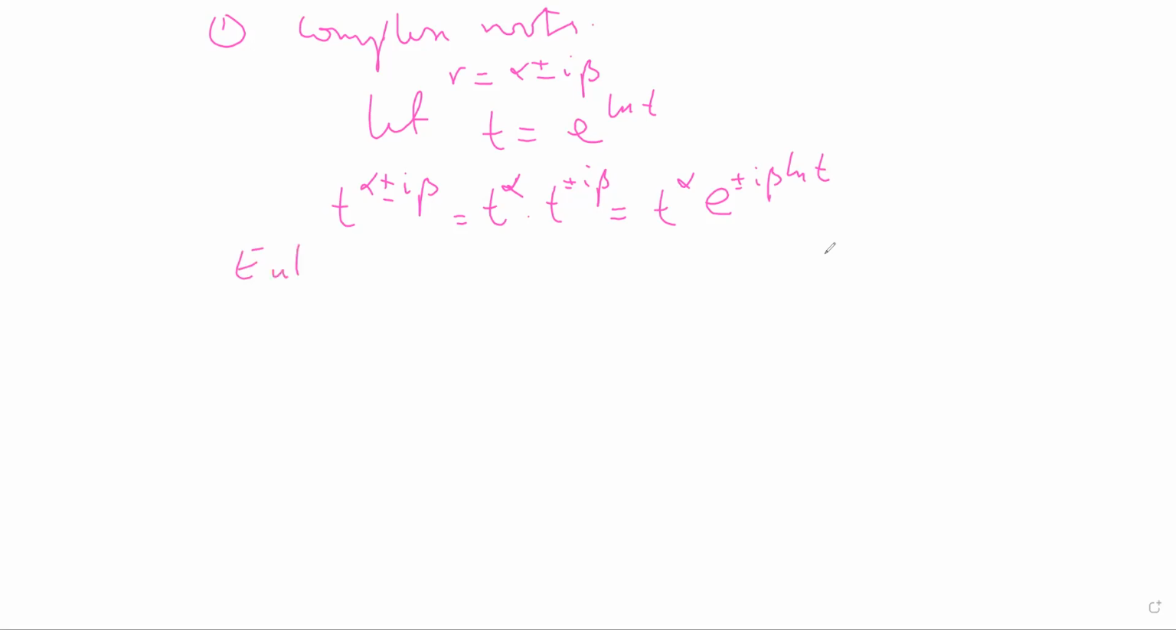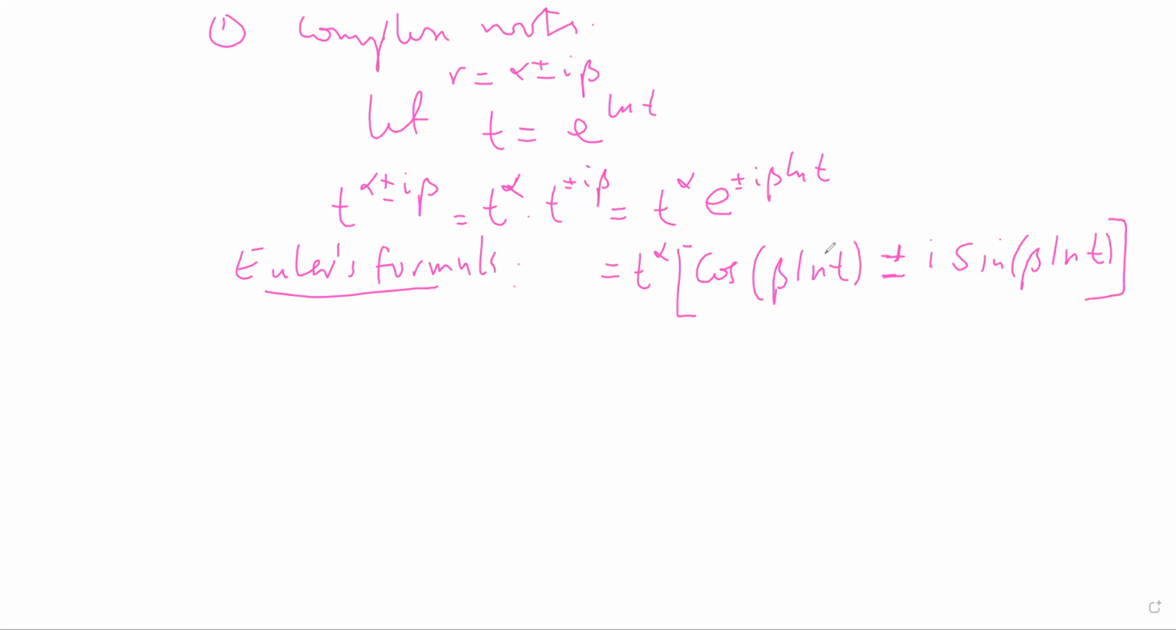And then if we apply Euler's formula, we can write this as x^alpha into bracket cos(beta ln x) plus or minus i sin(beta ln x). If you write it out, we have x^alpha cos(beta ln x) plus or minus i x^alpha sin(beta ln x).